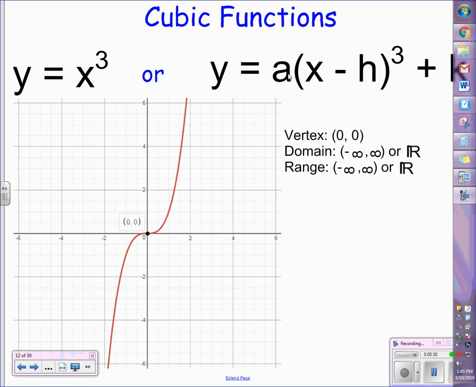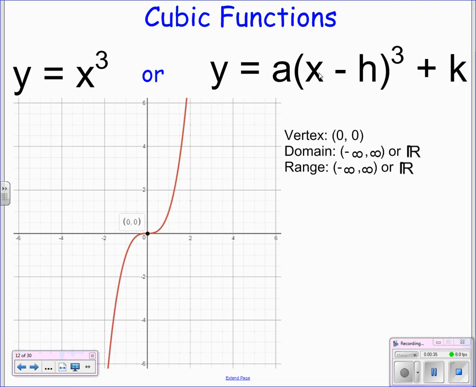Y equals a parentheses x minus h to the third power plus k is similar to vertex form of the quadratic, except instead of a 2 as an exponent, it's a 3. So h and k will tell you where your central point is, and it also tells you how the graph shifts. Left, right is h, up and down is k, and then a is what either stretches it or shrinks it vertically.